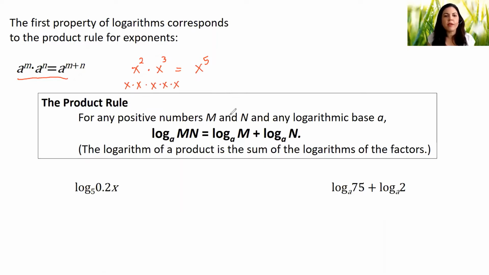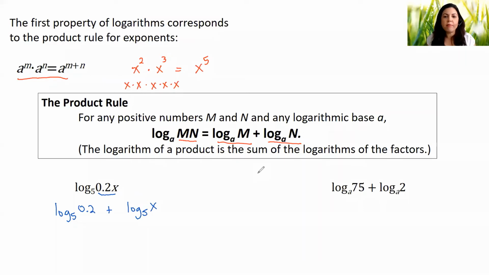Because of that property, we see something similar happen with logarithms. If we have the log of any base of a product, so we're multiplying two values, we can split that into the sum of each of those logarithms. As it says here, the logarithm of a product is the sum of the logarithms of the factors. So for example, if I have log base 5 of 0.2x, this 0.2 is being multiplied by x. That's a product. So what that means is I can split this up into log base 5 of 0.2 plus log base 5 of x.